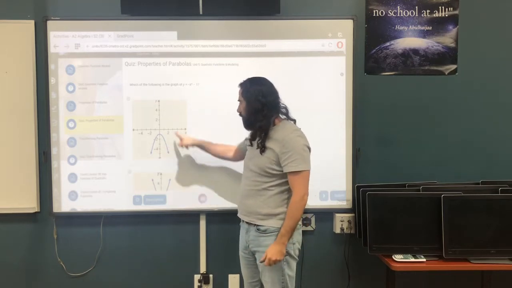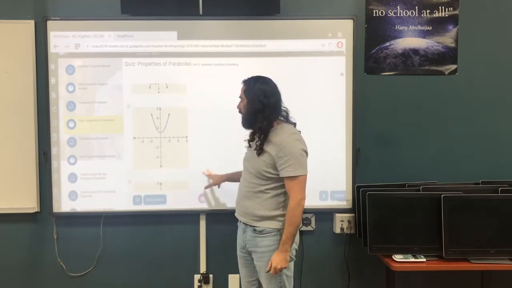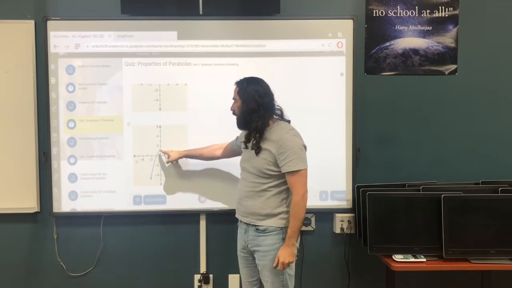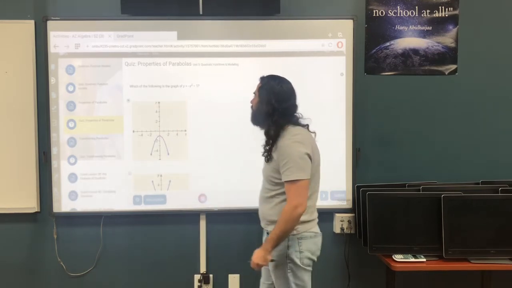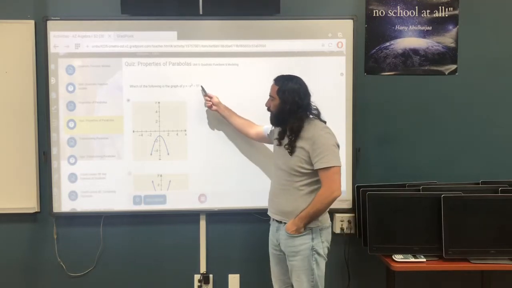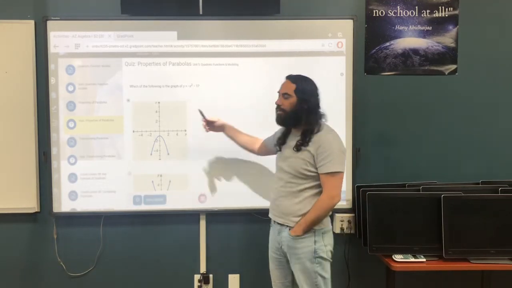It's also downward. This one is upward, so no. This one is at 1. So the only answer that has negative 1 is here. You see negative 1, and this will be the answer, because we had negative 1. If we had negative 5, of course, negative 5, etc.